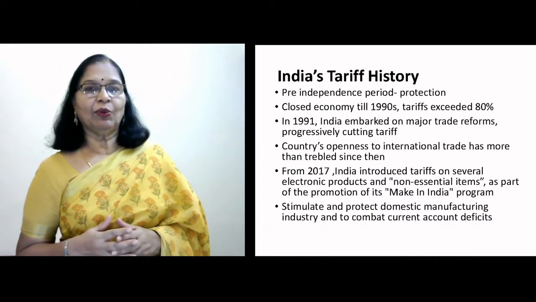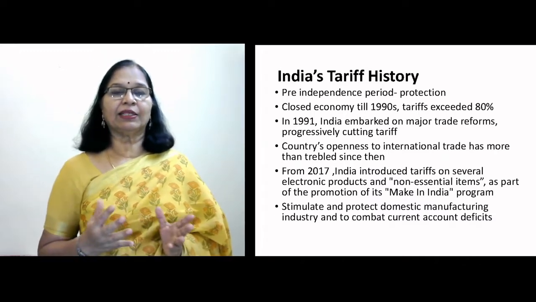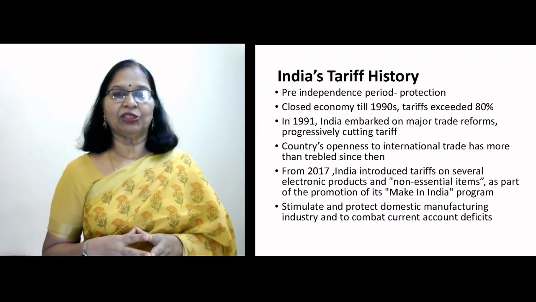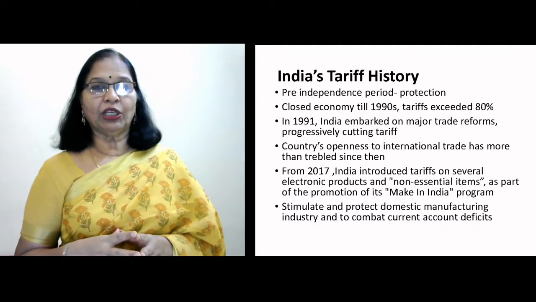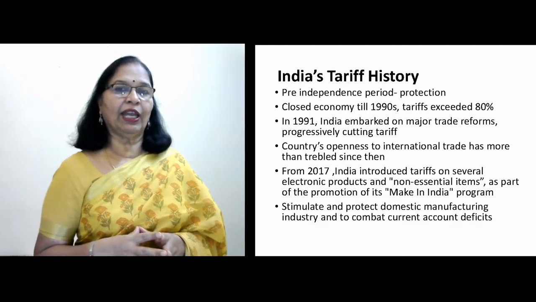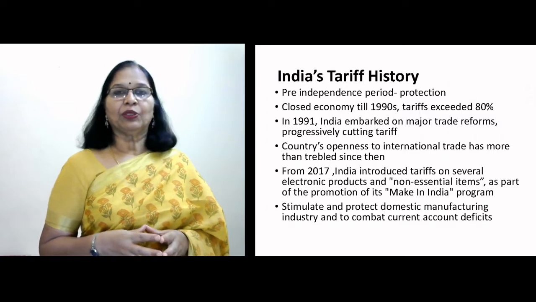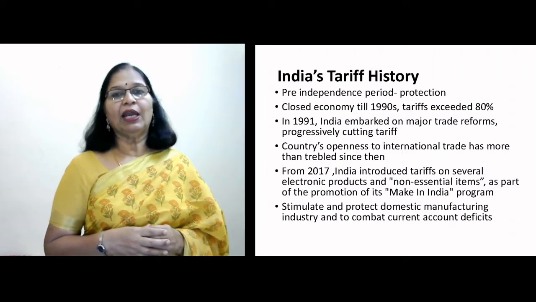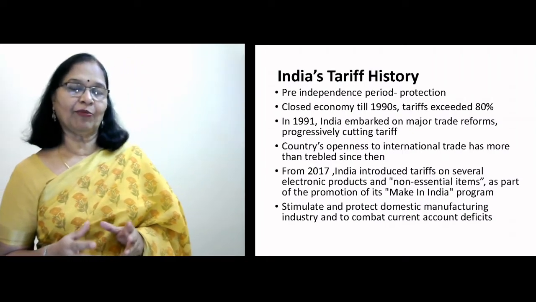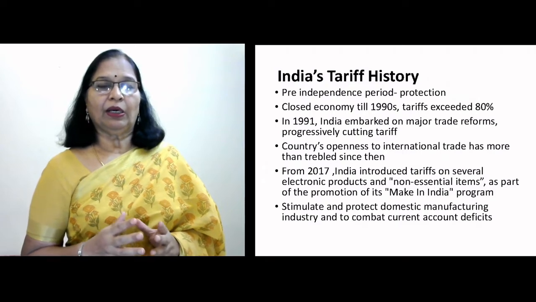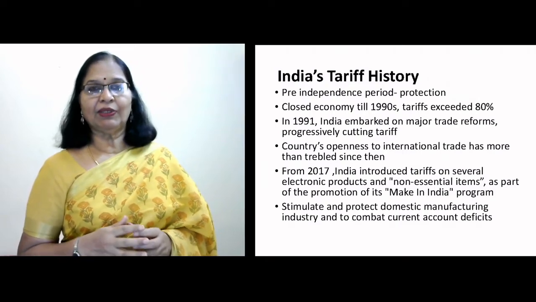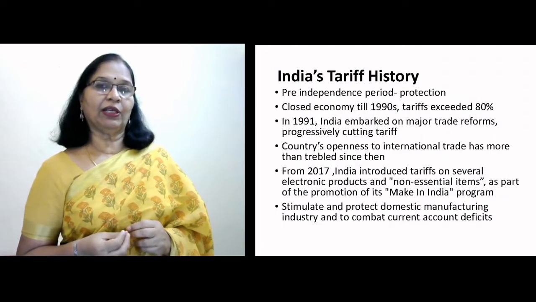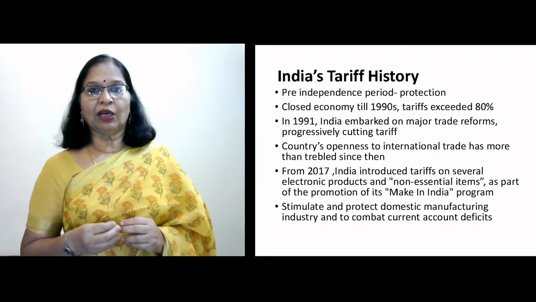The problem with India was that it had charged, in some cases, as high as 80% tariff. India became very uncompetitive in the international trade world and got into an international crisis by the end of the 1980s. So the tariff rates were reduced. That was the task, reducing the tariff rate. And from then on, the tariff rates have been constantly reduced. However, in 2017, the government has resorted to imposing a series of tariffs again on electronics and non-essential goods.